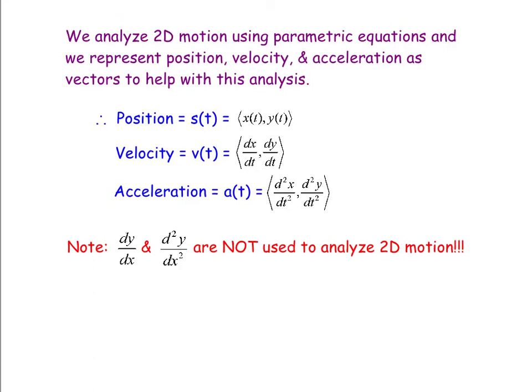Now, again, notice that each of the position, velocity, and acceleration that we have here are all expressed as vectors, which means that each one of them has both an x component and a y component. Another thing to keep in mind is that the work we did in the prior lesson, where we were finding things such as slope, you must keep separate from the calculations we're going to do here. In particular, dy/dx and the second derivative that we calculated there are not at all used in this analysis of two-dimensional motion.